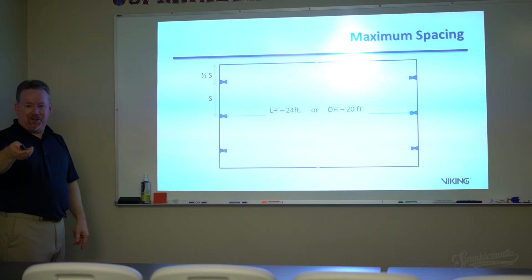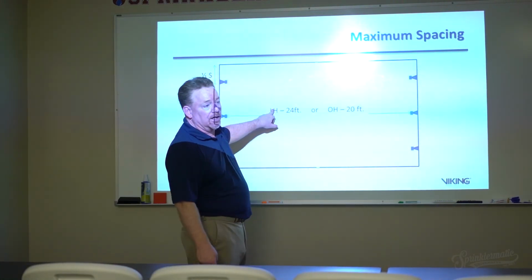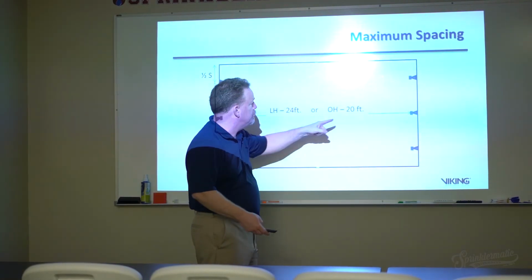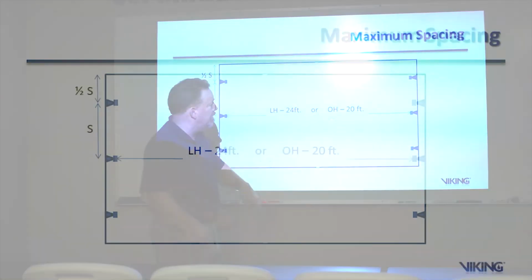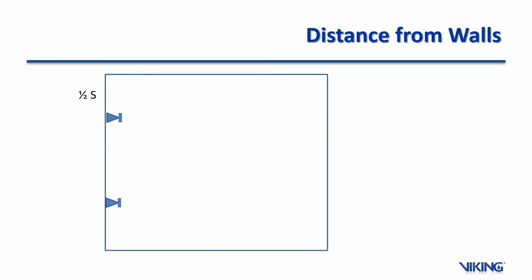This is what you were talking about earlier today, I think. For light hazard or ordinary hazard occupancies, you can put sprinklers on each side, spraying into the middle of the room: 24 feet for light, 20 for ordinary hazard. This can go all the way to a 4-inch minimum.